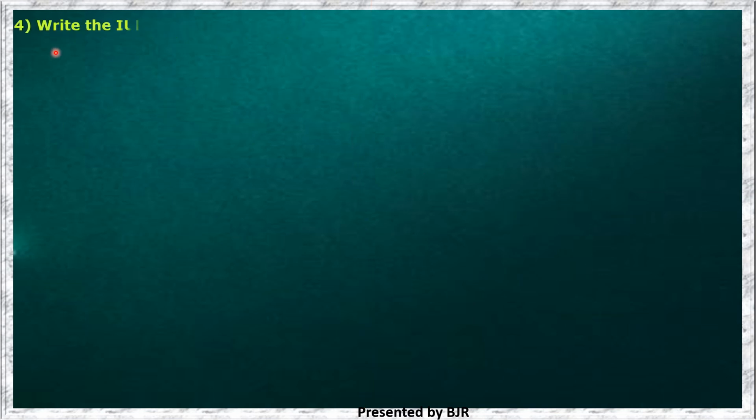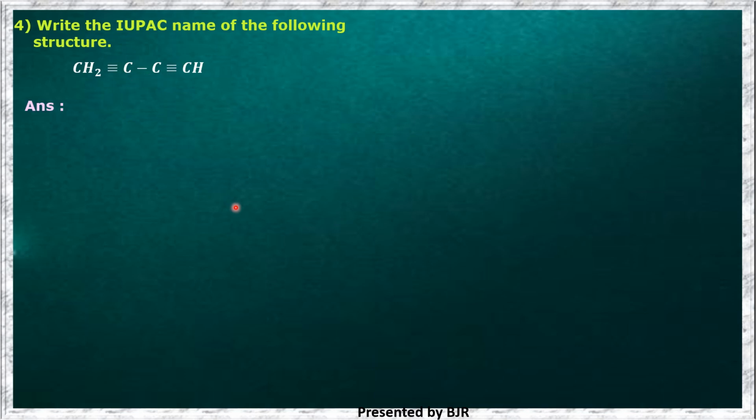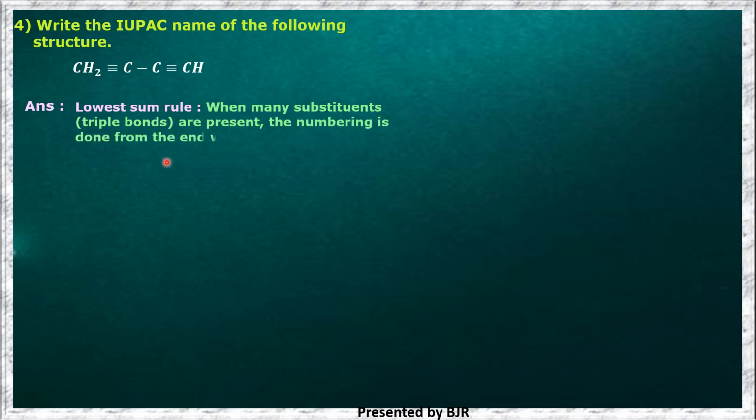The next one is write the IUPAC name of the following structure. CH2 triple bond C bond C triple bond CH, and in this structure there are 2 triple bonds. When more than one triple bond is there in the given structure, we have to follow the lowest sum rule. What is that? When many substituents, that is triple bonds, are present, the numbering is done from the end whereupon the sum of locants is the lowest.